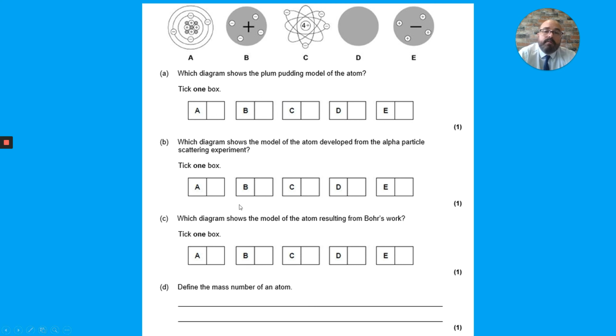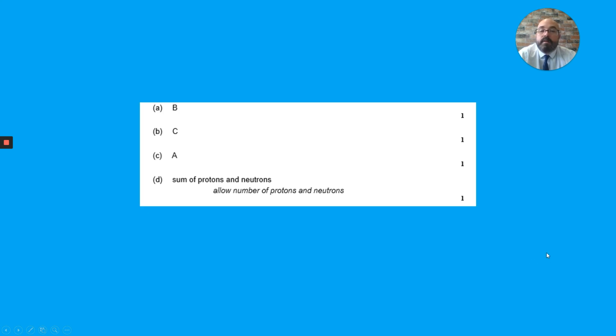Now, in terms of this question, there's a couple of ways to look at it with an exam question. You might look at a model and see if you can identify it before even looking at the questions. So straight away, my eyes are drawn to B, because I can see it's a big positive sphere with little bits of negativity. So I can see that that is the plum pudding model. For part A, which diagram shows the plum pudding, I'm going to be ticking box B, and if we check the mark scheme, you can see that that's correct.